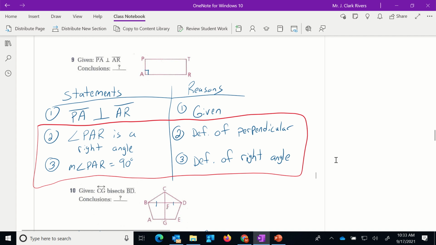Any questions there? Do we know that that's a rectangle? We do not know that. It might be, might not be. All we know is that angle A is 90 degrees. We know nothing else.